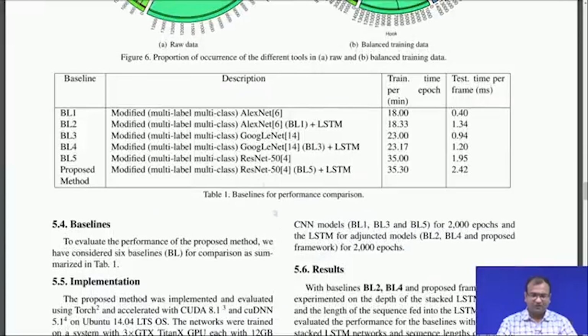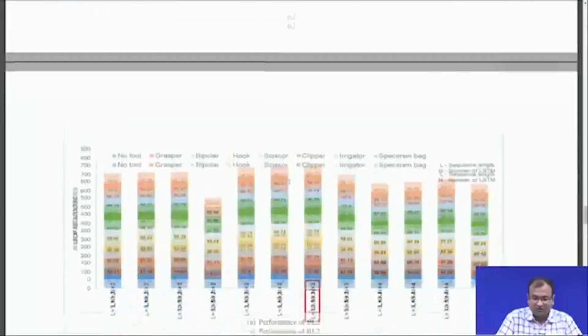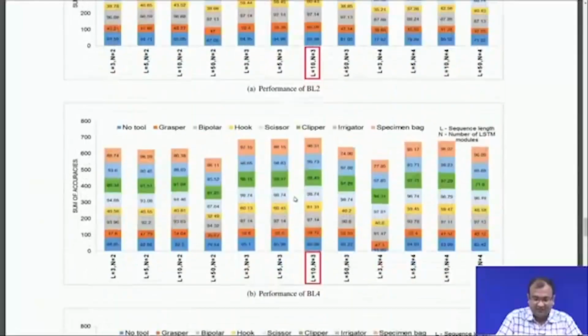Now we ran multiple experiments, including different kinds of networks. We tried spatial feature extraction with AlexNet, GoogleNet and ResNet, and then there was one where you don't have any LSTM, you just try to classify the tool in a frame based on what is present on that frame. So it's a frame level classification. The other one is where you also have temporal context modeling using an LSTM for your recurrent modeling.